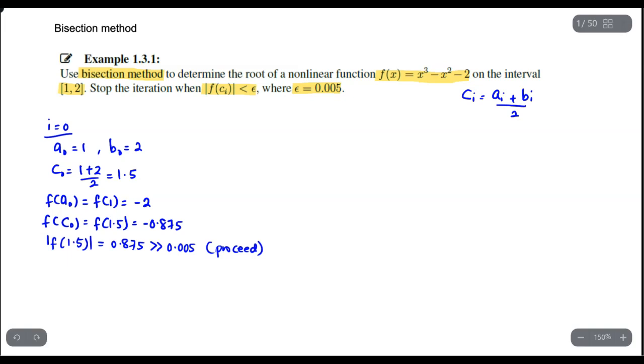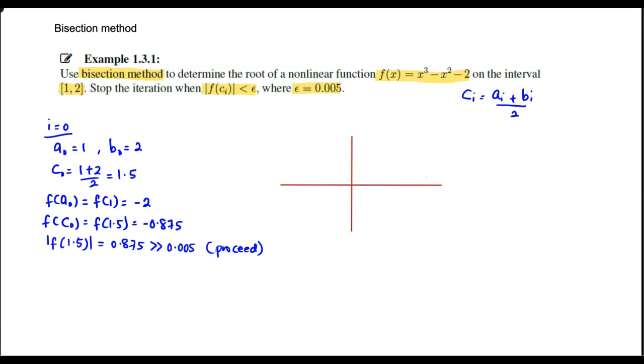But I'm going to show you graphically first. Now we have the y-axis and this is the x-axis. Our a_0 and b_0 are 1 and 2 respectively. So somewhere here is your 1 and this is your 2. In between we have c_0, so let's put somewhere here is our 1.5.